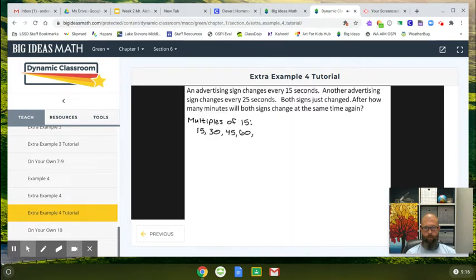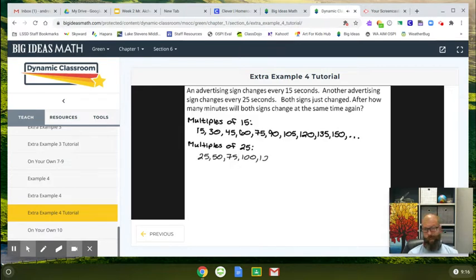Some multiples of 25 are 25, 50, 75, 100, 125, 150, 175, 200, 225, and 250. So you don't have to go this high if you don't want to. That's kind of overkill, unless you have to. Because I see the least common multiple already. Of these, the common multiples of 15 and 25 are 75 and 150, the least of which is 75.